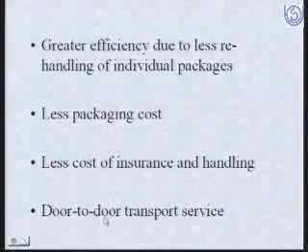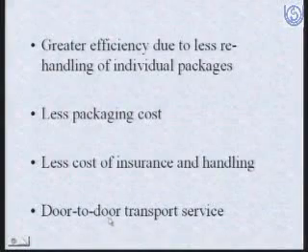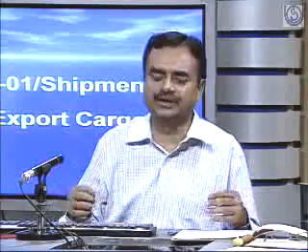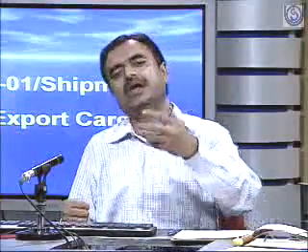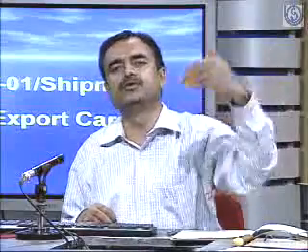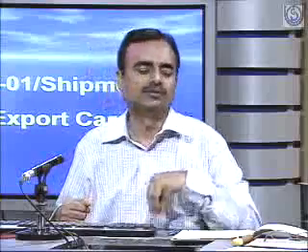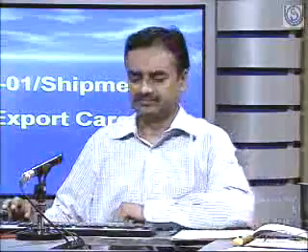Next is door-to-door transport services. When you put the goods into the container at the manufacturer's door, that container can be delivered to your buyer's place, the doorstep of the buyer. So the container provides services from the door of one person, that is the seller, to the door of the buyer.